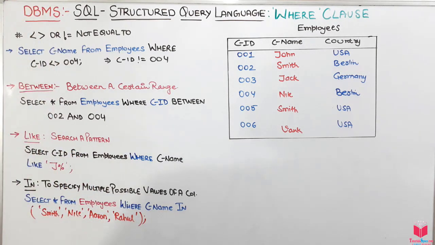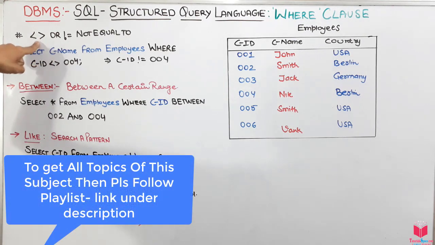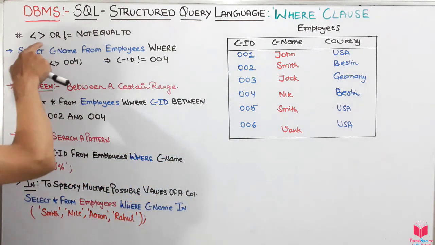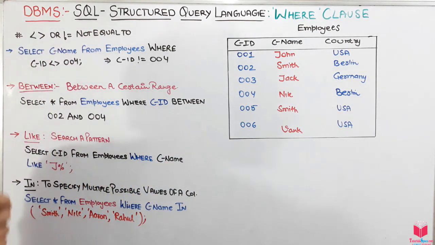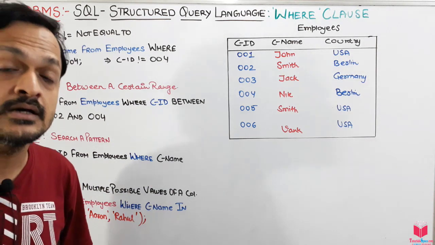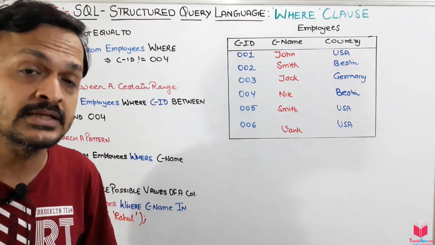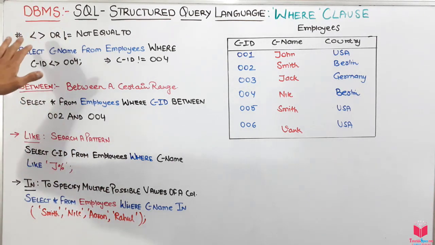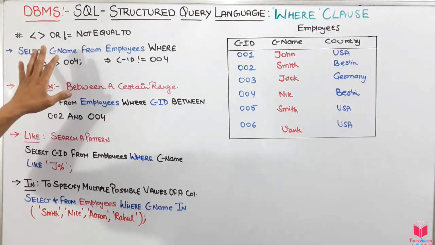Okay, let's start. The first is not equal to. Its symbol is like this or like this. You can't write it in words, but the symbol is either this or this, because it depends on the software which you are using, and sometimes the browser also. So it's all up to you. You have to check what exactly the software is that you are using.